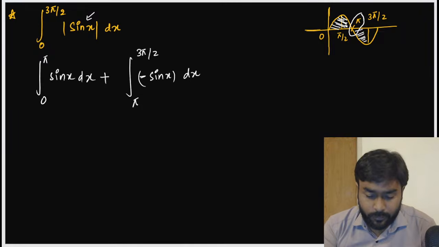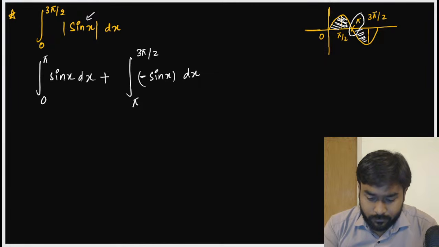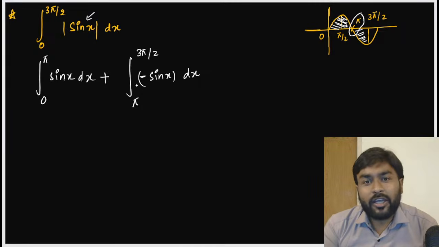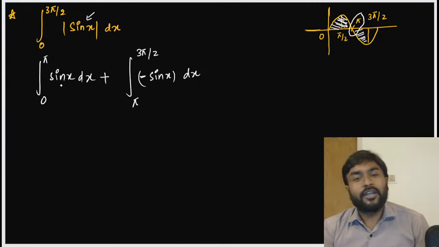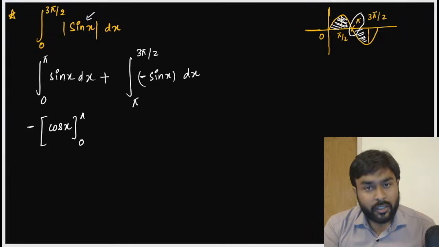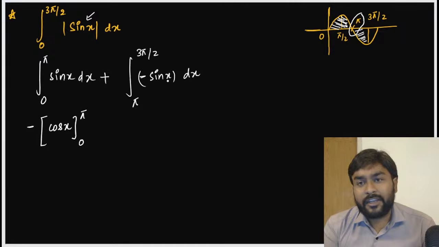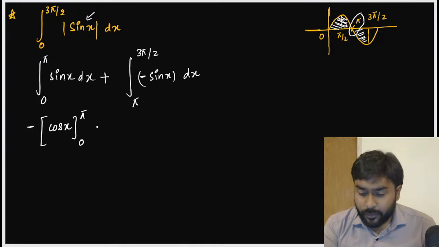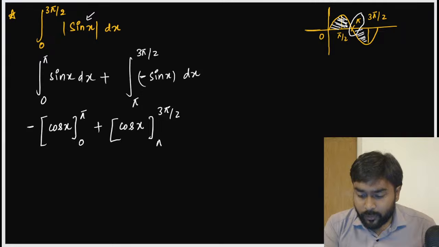If you solve this, you will get the answer. So tell me the answer for this one. Okay, how will you solve this? First, we have to write the integration of sin x, which is minus cos x. So here you will write minus cos x, with limiting values 0 to pi. Here also, the integration of minus sin x is minus minus cos x, and minus minus becomes plus. So here you can write cos x, and the limiting values will be 3 pi by 2 to pi.